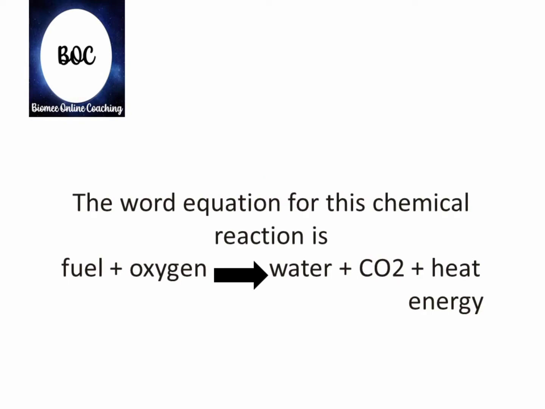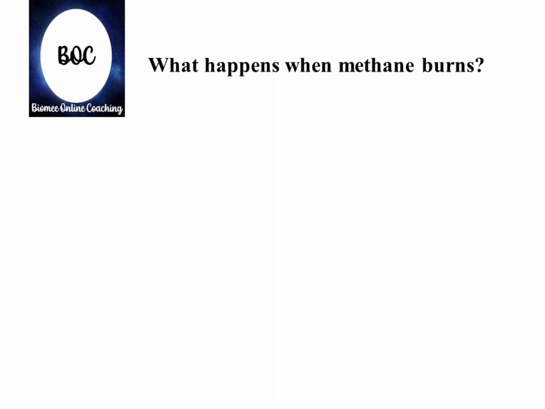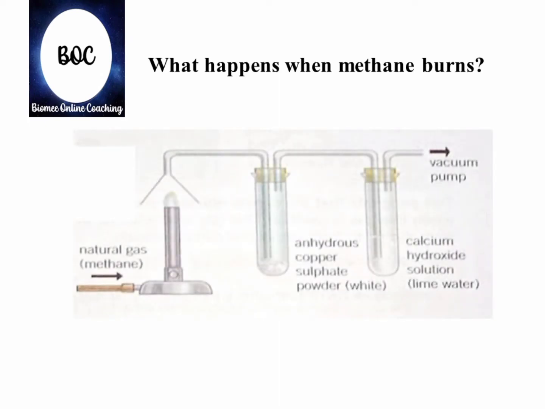So the word equation for this chemical reaction is: fuel in the presence of oxygen burns or combusts to form water, carbon dioxide and an amount of heat energy. What happens when methane burns? The diagram shows the products of burning methane being pulled firstly through anhydrous copper sulfate and then through lime water. The anhydrous copper sulfate changes from white to blue because water is present. The lime water goes milky or whitish in color, showing the presence of carbon dioxide.